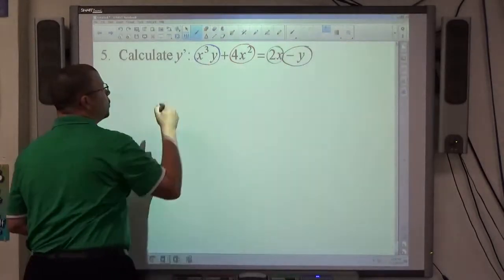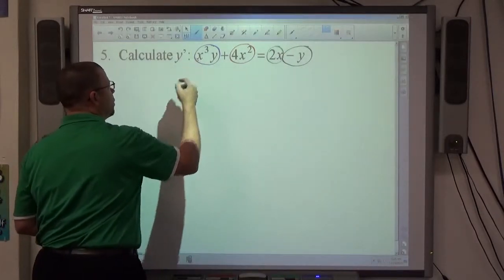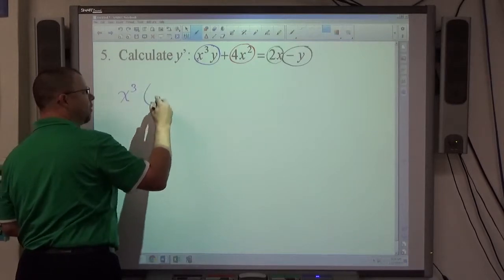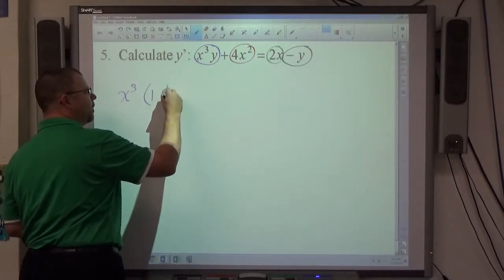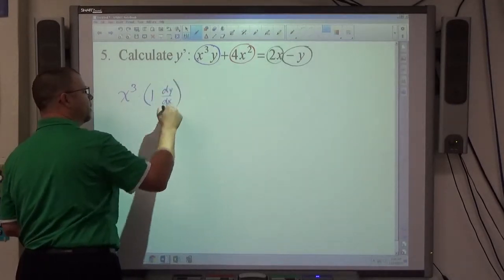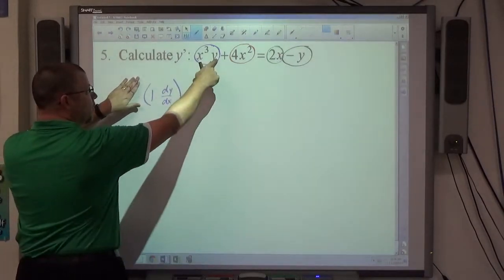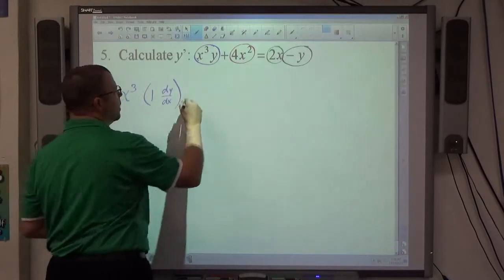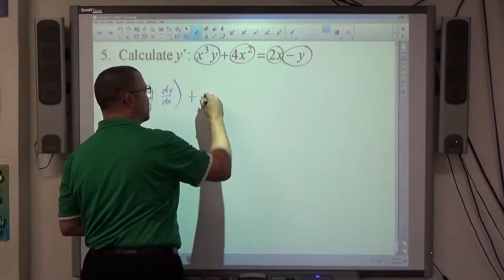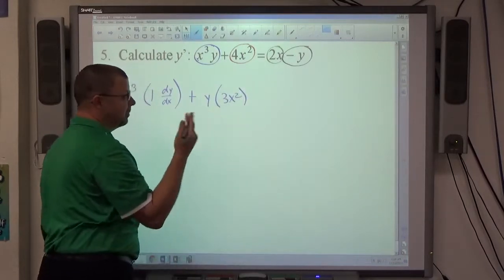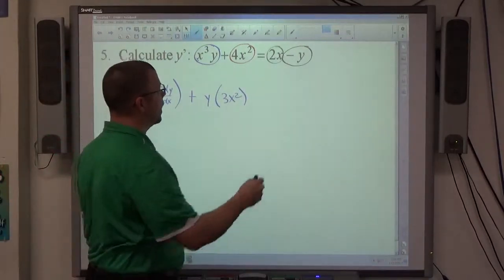So if we start with the blue term, function 1 is x cubed. So 1d2. The derivative of y is 1, but it's y, so we're going to put dy dx. So 1d2. It doesn't matter what function 1 is when I'm differentiating. d2 is a y function, so we're going to put a dy dx. Plus 2d1, function 2 is y. d1 is going to be 3x squared. That is an x function, so it's just 3x squared. All right, so we're done with that.